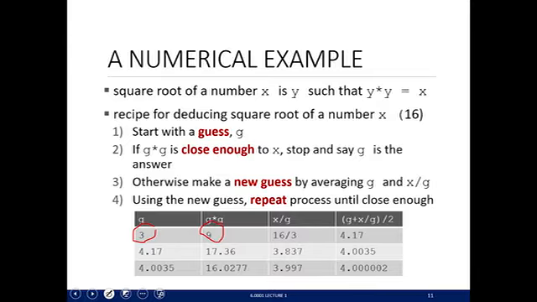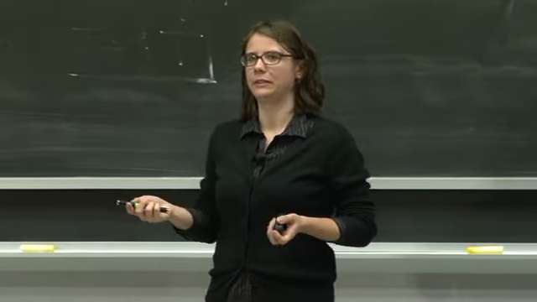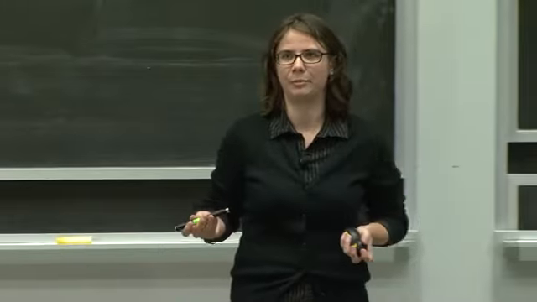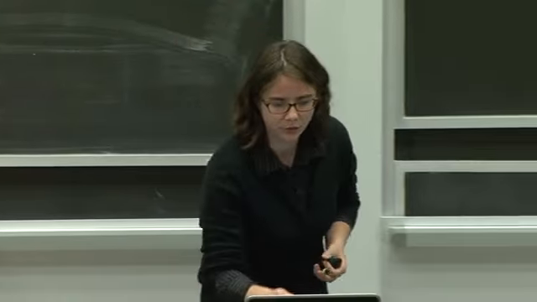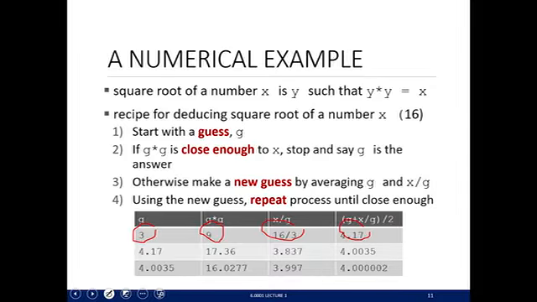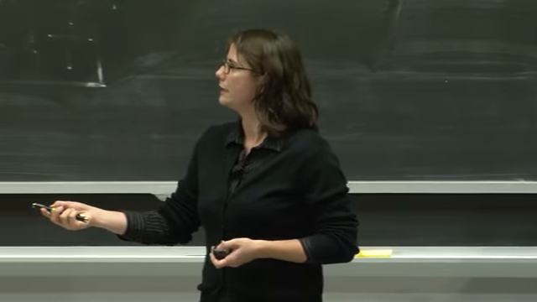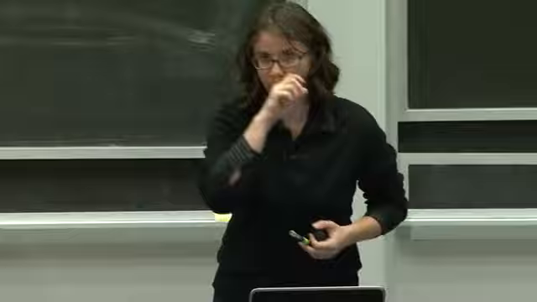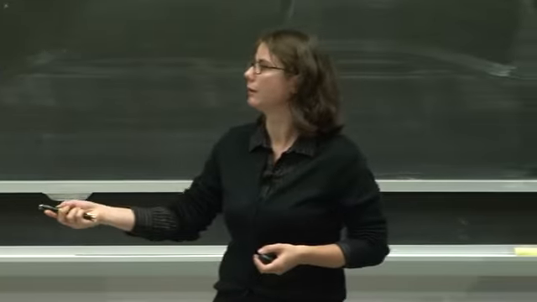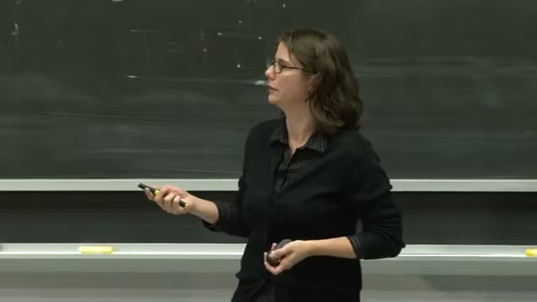And we're going to ask, if g times g is close enough to x, then stop and say g is the answer. I'm not really happy with 9 being close to 16, so I'm not stopping here. I'm going to keep going. If it's not close enough, then I'm going to make a new guess by averaging g and x over g. That's x over g here, and that's the average over there. The new average is going to be my new guess. And then the last step is using the new guess, repeat the process. So we go back to the beginning and repeat the whole process over and over again, and you keep doing this until you decide that you're close enough.